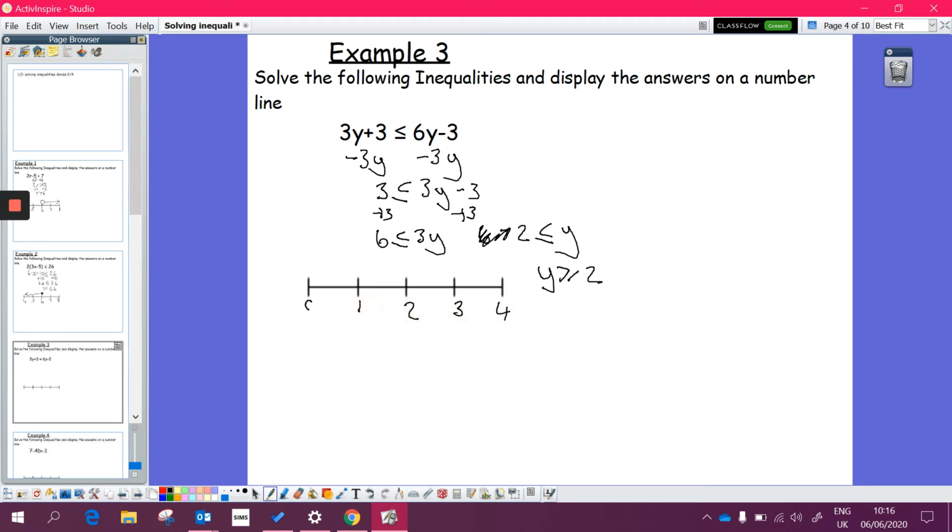Again, put your numbers at the bottom. Remember, on an exam, you probably would have the numbers there. So then you've got your circle above 2, coloured in because it's equal to, and it's greater than. So it's going that way.